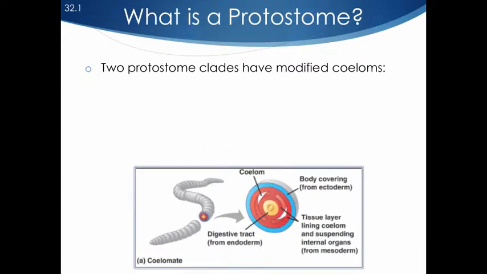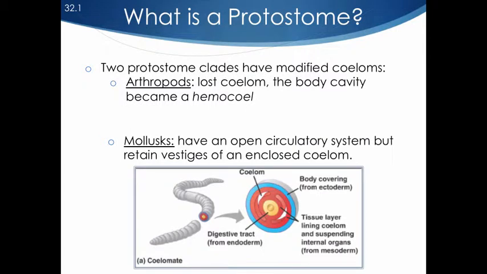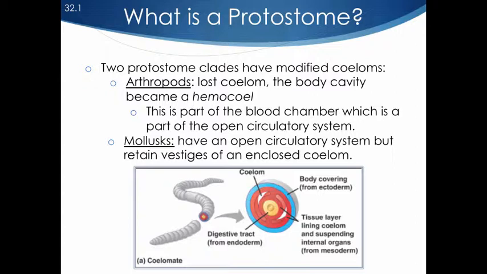So the protostome clades have modified coeloms, and arthropods, for example, they don't have a coelom, and their body cavity is now called a hemocoel. On the other hand, we have mollusks, who have an open circulatory system, but retain vestiges of an enclosed coelom. So this is part of the blood chamber, which is a part of the open circulatory system. Down here, if you look, here's a picture, this is also in the last chapter, of where the coelom would be, and this is again the triploblastic, so it's the ectoderm over here, and then you have your endoderm inside, and that would be your mesoderm in the middle.